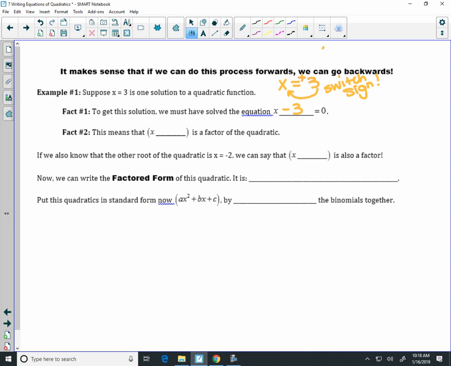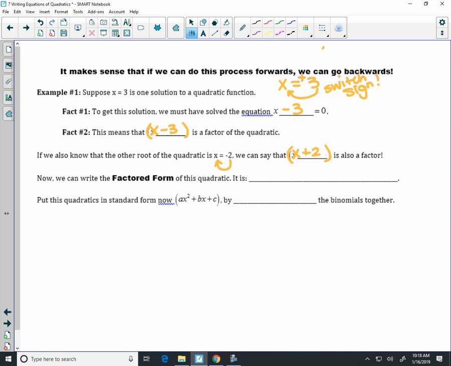Just like we did when we were solving equations the first week of school. That means that x minus 3 is one of our factored pieces, one of the factors of the quadratic. If the other root, or the other solution, is x equals negative 2, again, to move that negative to the other side, we would have to switch the sign, so then we know that x plus 2 would be a factor. Because we're going over that equal sign.